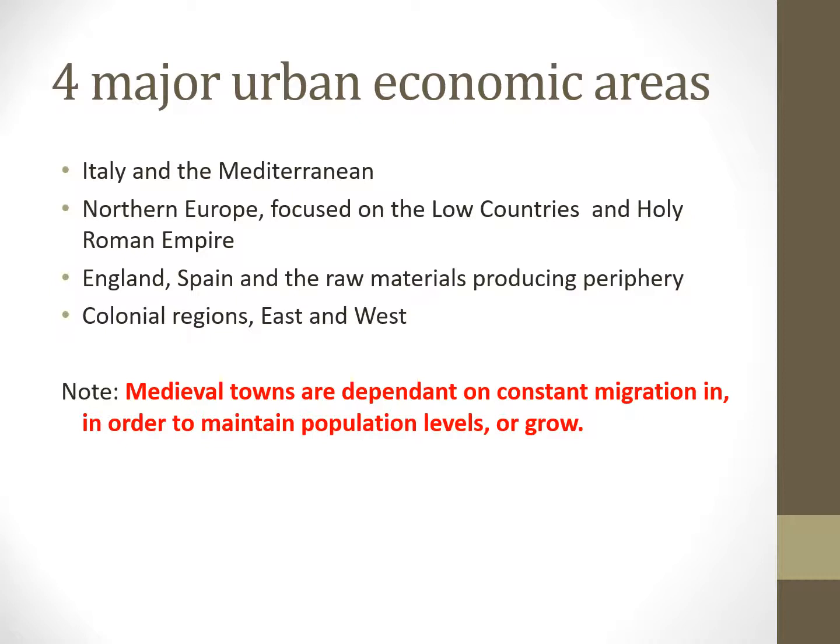So just an outline there: four main economic areas. Italy and the Mediterranean, then industrialized Northern Europe, industrialized in the sense they're producing cloth and things in large quantities, not mechanized industry. Third, the kind of raw materials periphery like England and Spain, relatively large established kingdoms that are not doing much to produce finished goods, but churning out lots of raw materials. And then finally, these colonial regions.